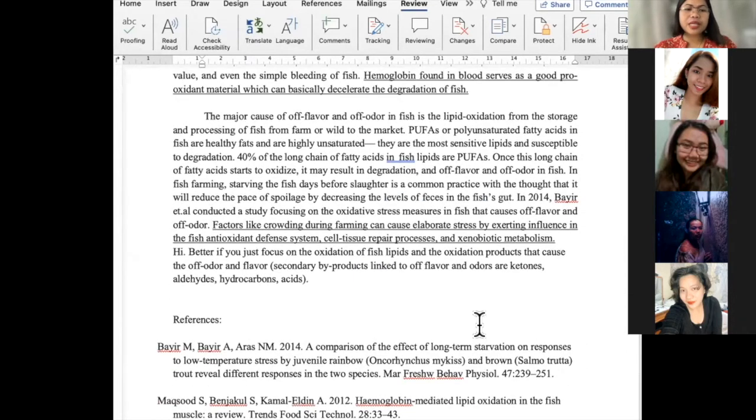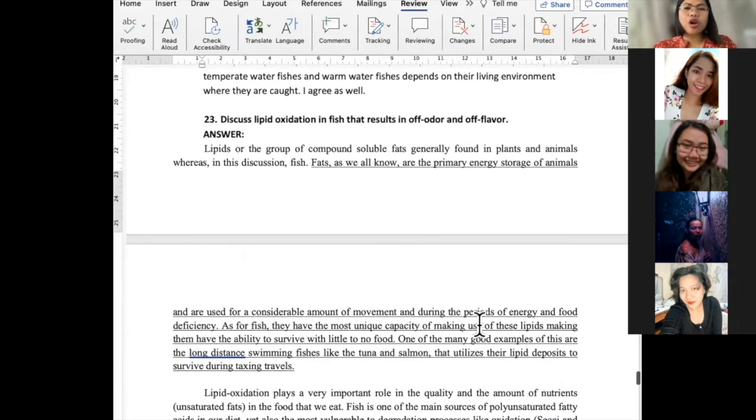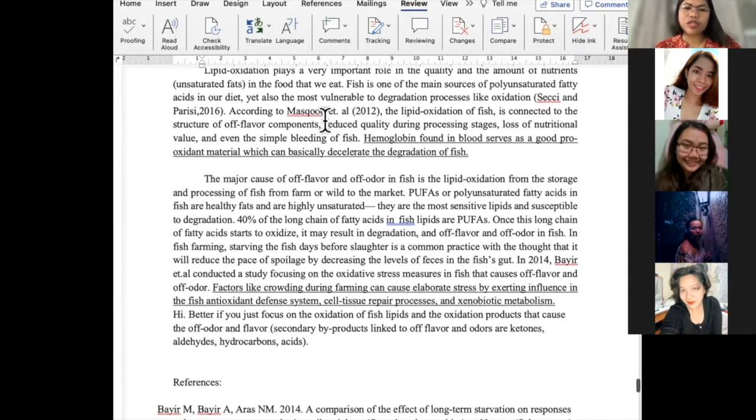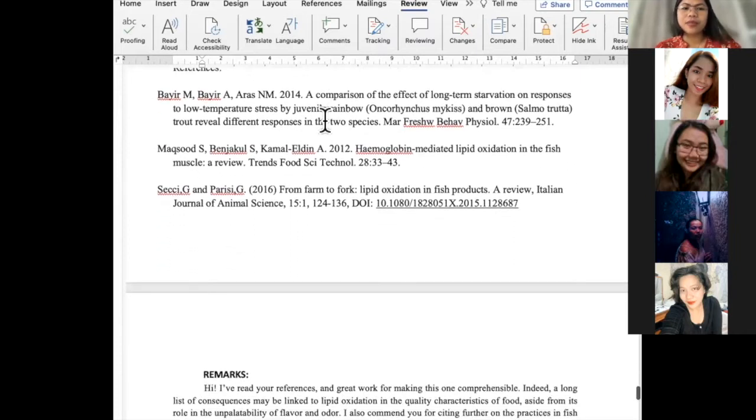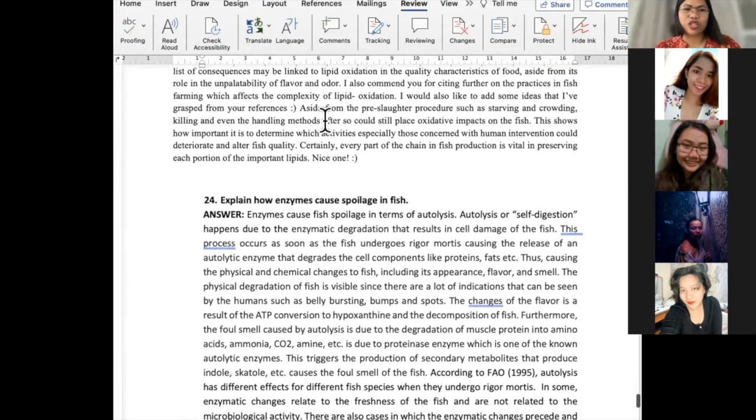fish lipids. Oxidation of lipids found in fish produces secondary byproducts in the form of ketones and aldehydes. And these ketones and aldehydes are the ones responsible for the off odor and off flavor in spoiling fish. The answer is a bit long, but that is the brief answer to the question.